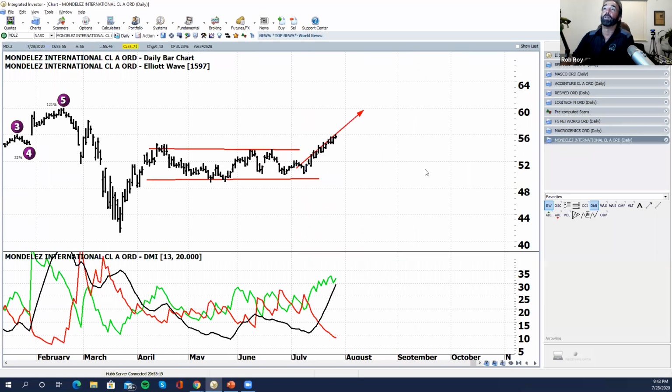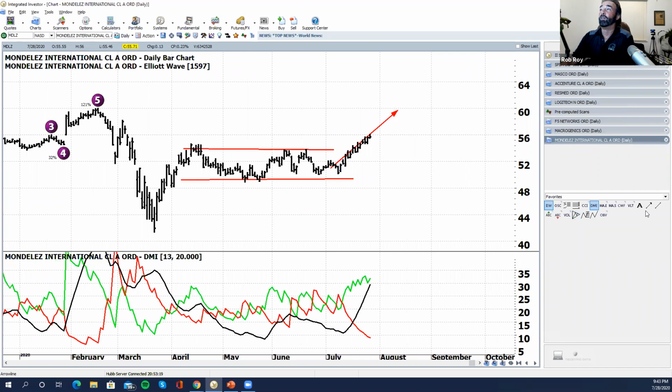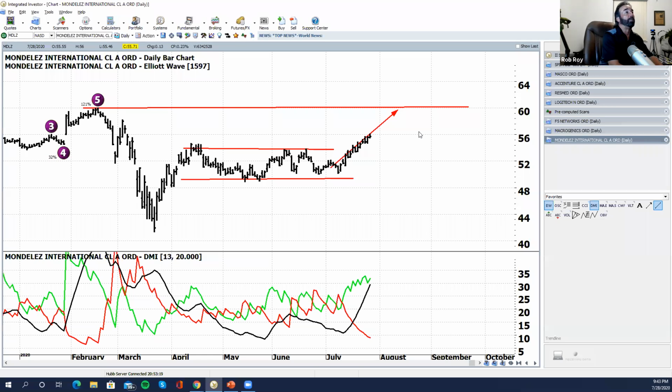But the 45-degree angle move looks good. It really looks like this stock wants to come here and test that previous high at 60. We're trading at 55, so about a 5-point move. We like to get a 10% move out of it.